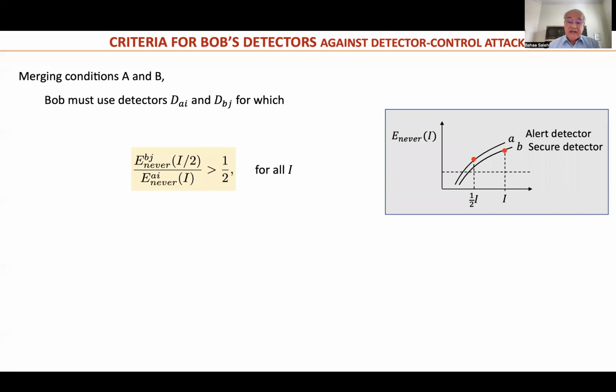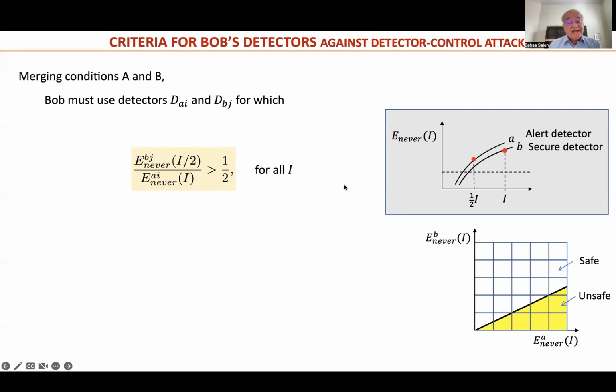This condition can be illustrated as you see here. E never dependence on I for two different detectors, the alert detector and the secure detector. And the alert detector must be above half of the secure detector. This is half of the secure detector. That's one way of plotting this condition.